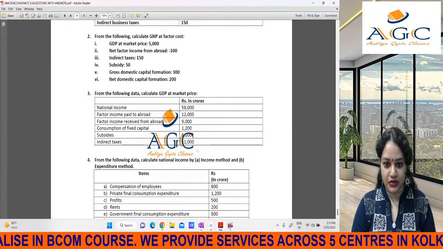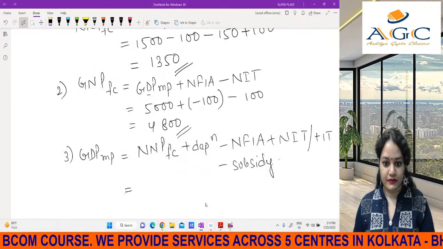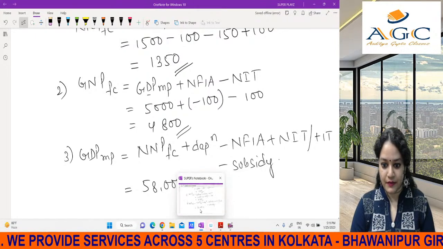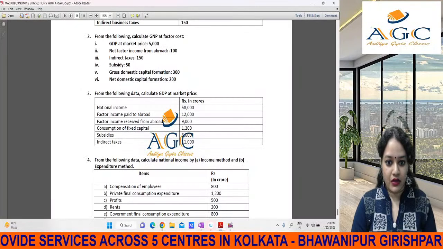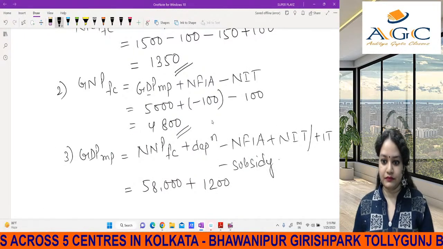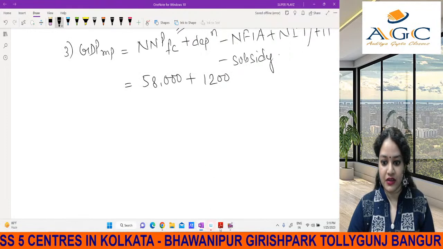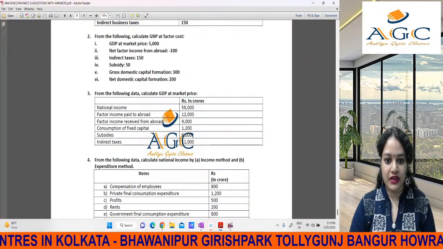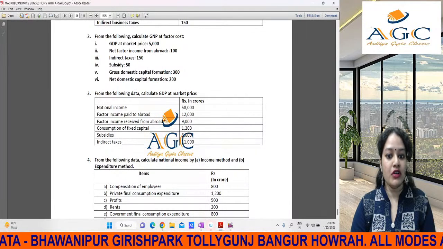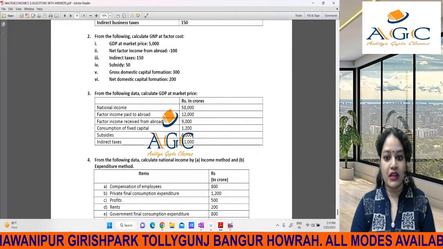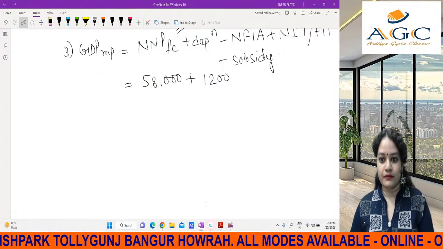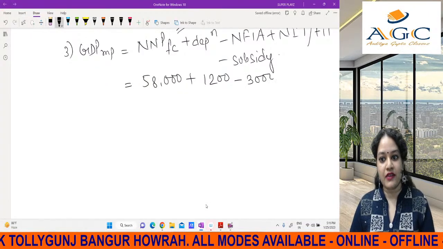NNPFC is 58,000. Okay. Then let's see if we have the value of depreciation. Consumption of fixed capital is given, 1200. So plus 1200. Then is NFIA given directly or not? Let's see that. NFIA is not given directly. We have been given factor income paid to abroad and factor income received from abroad. So received from abroad is our export and paid to abroad is our import, right? So export minus import, that would be 9,000 minus 12,000, minus 3000. So that would give us minus 3,000. I'm writing the value as a whole.